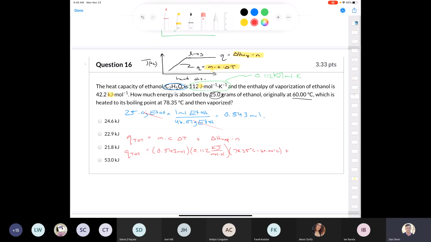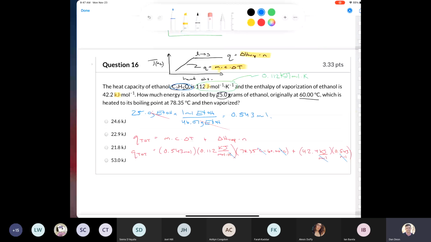Then we're going to add the delta H of vaporization, which was 42.4 kilojoules per mole, multiplied by the number of moles, 0.543 moles. I'm running out of space here, aren't I? All right, let's check our units. Moles cancel, so we're left over with kilojoules there. Celsius cancels with Kelvin because they're the same increment of temperature increase. Moles cancel, and I'm left over with kilojoules plus kilojoules.